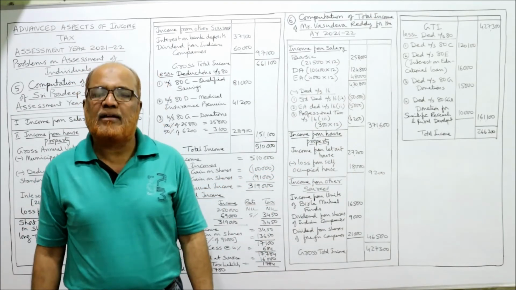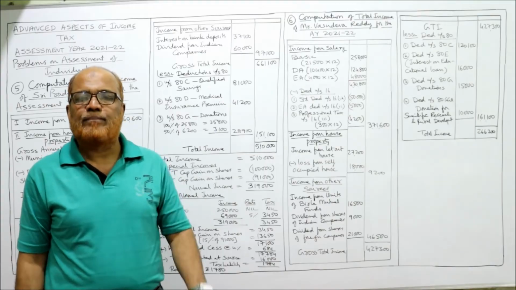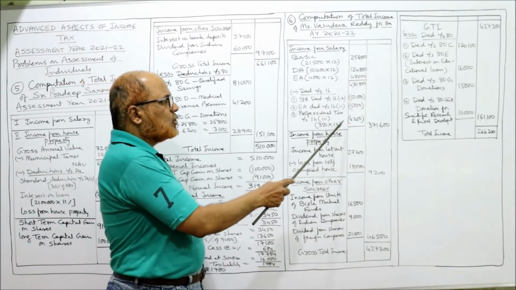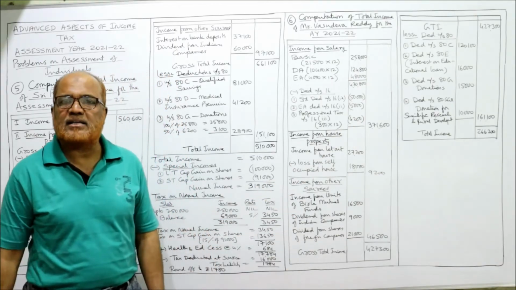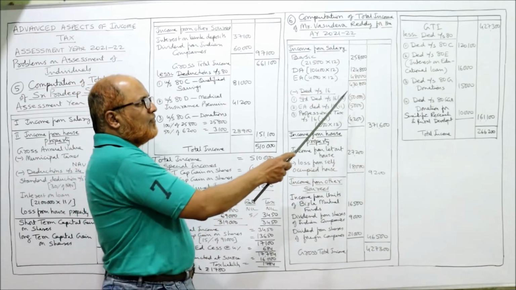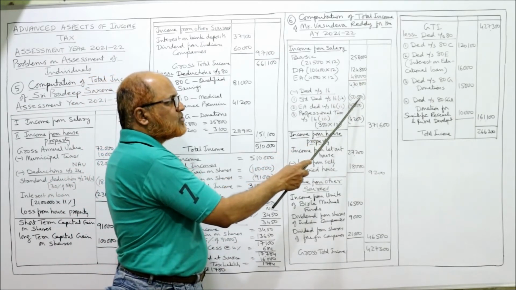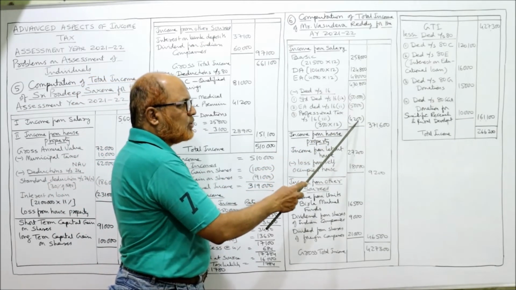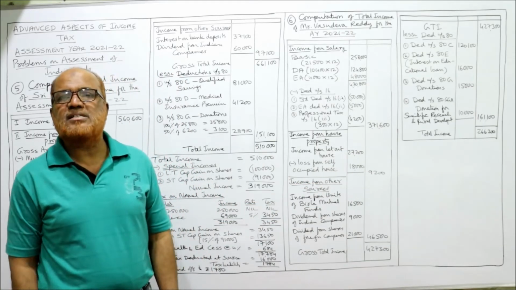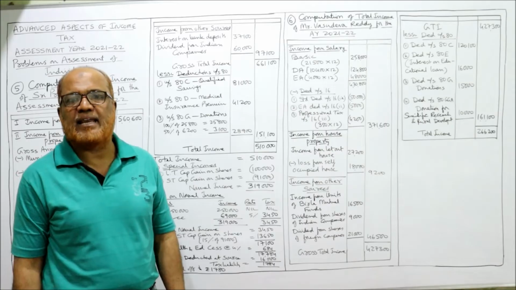Professional tax paid under section 16(3). It is given in the problem, 350 rupees per month. So 350 into 12, 4,200 professional tax deduction. So all the three deductions are allowed. Deduct 4,30,800 minus 50,000 minus 5,000 minus 4,200, 3,71,600. This is the income from salary.